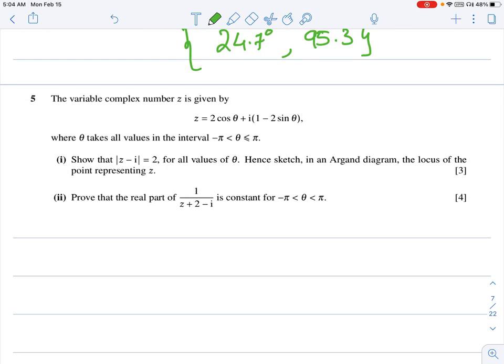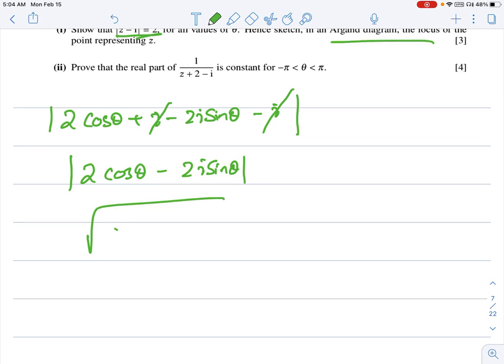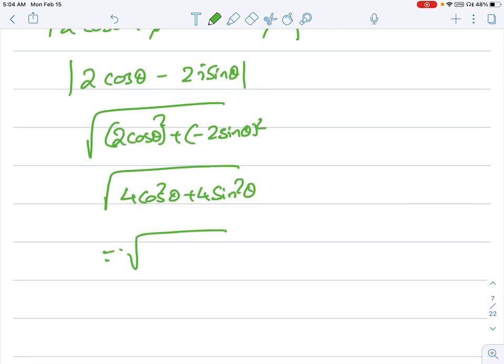Question number 5. Show that modulus of z minus i is equal to 2 and hence sketch on the Argand diagram. Modulus of z minus i: z is 2 cos theta plus i minus 2i sin theta, minus i. So i gets cancelled, so I'm left with 2 cos theta minus 2i sin theta. Its modulus will be square root of 2 cos theta whole square plus minus 2 sin theta whole square. So it becomes 4 cos square theta plus 4 sin square theta. So it is square root of 4 common, cos square theta plus sin square theta, which is 1. Square root of 4 is 2.